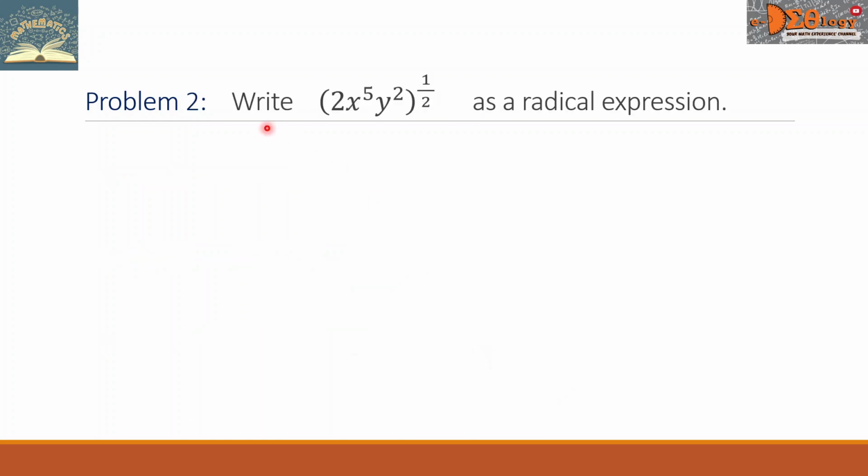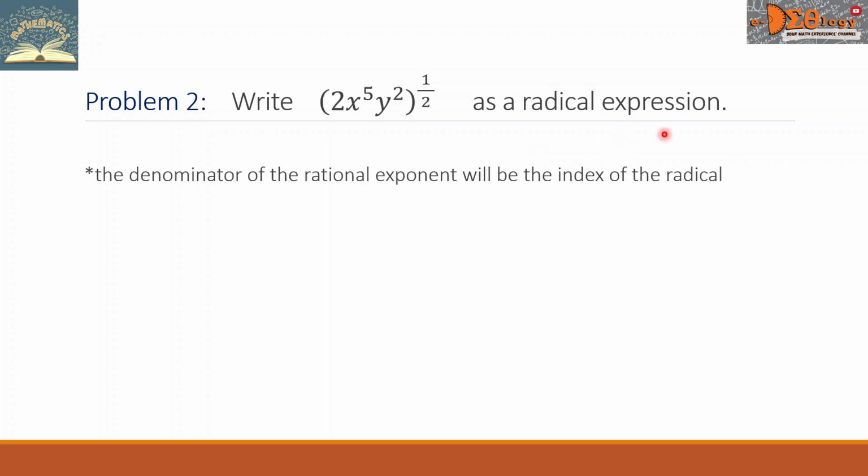Problem 2. Write 2x raised to 5y squared, all raised to 1/2, as a radical expression. The denominator of the rational exponent will be the index of the radical. The denominator here is 2. So we can write the square root of 2x raised to 5y squared. But we know that with the index 2, we can simply cancel it out. So this is the final answer.